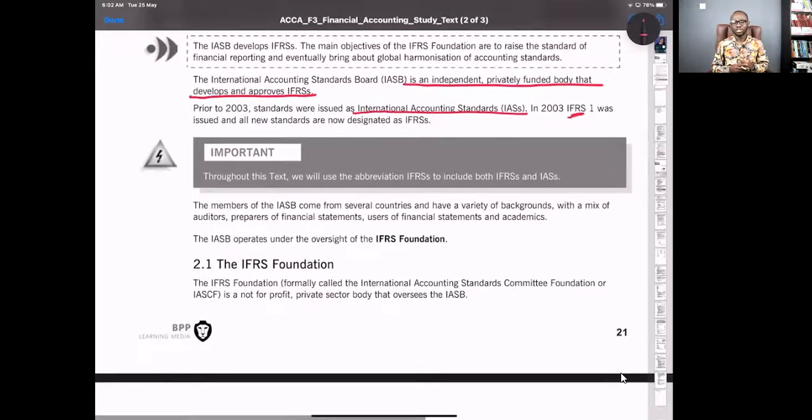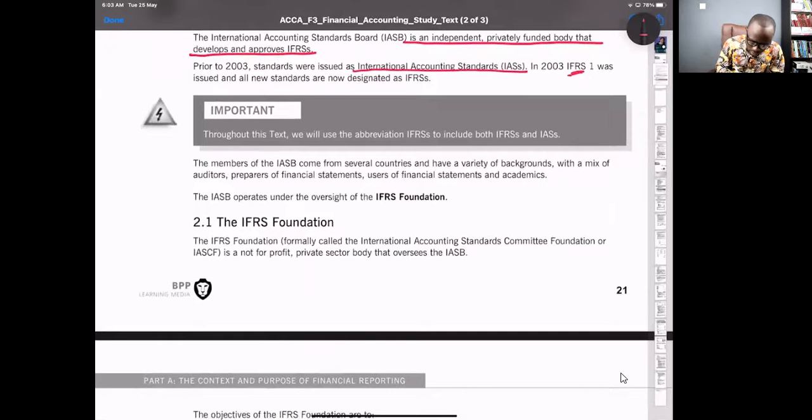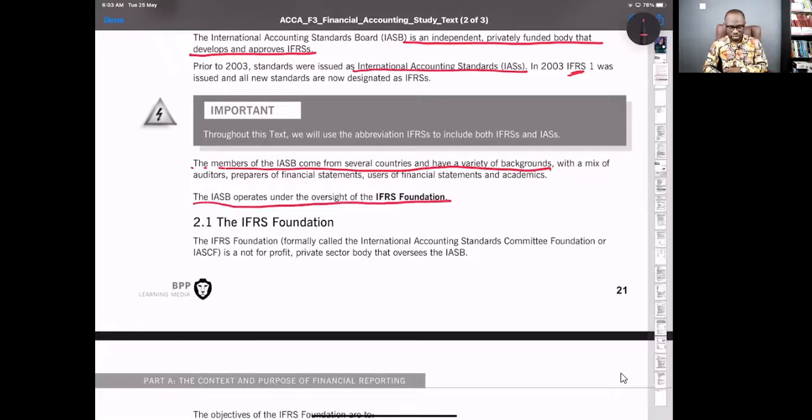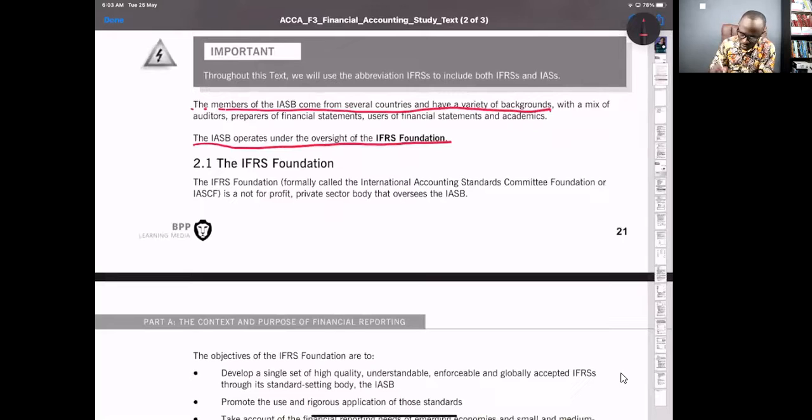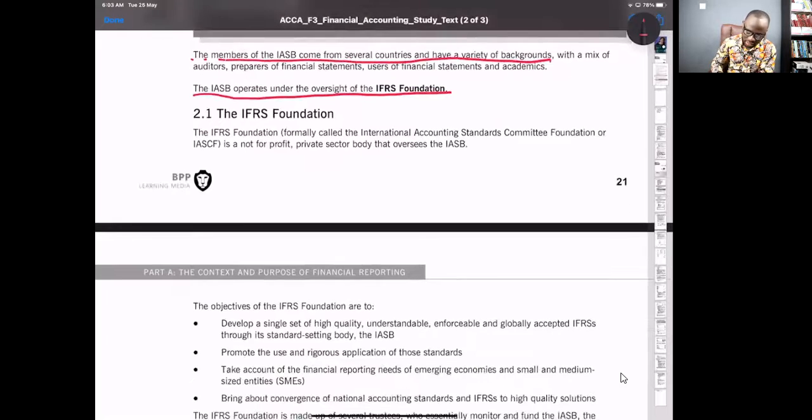So what happens is that the Institute of Chartered Accountants Ghana is a member of the International Federation of Accountants. That's why this is adopted in various countries. So members of the International Accounting Standard Board come from several countries and have a variety of backgrounds, okay? The International Accounting Standard Board operates under the oversight of the IFRS Foundation, okay? The IFRS Foundation, formerly called the International Accounting Standards Committee Foundation, is a not-for-profit, private sector body that oversees the International Accounting Standard Board.